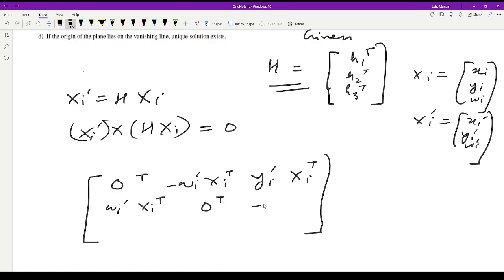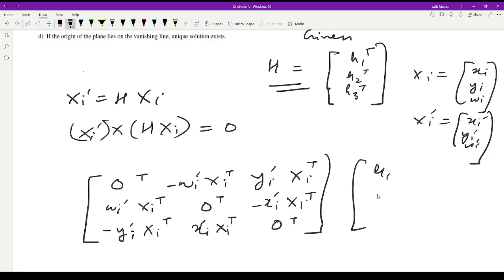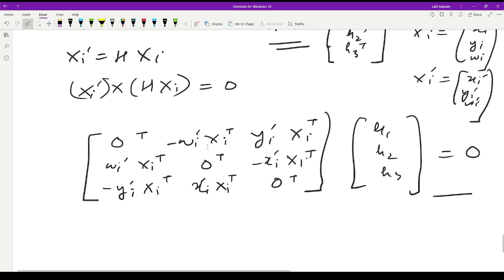Transpose xi prime, xi transpose minus yi prime xi transpose, xi transpose xi prime, your transpose times h1 h2 h3. This turns out to be 0. This should be 0 if these two quantities, xi prime and Hxi prime, are in the same direction. So how many equations do you see?